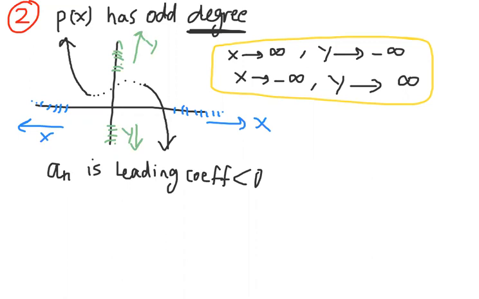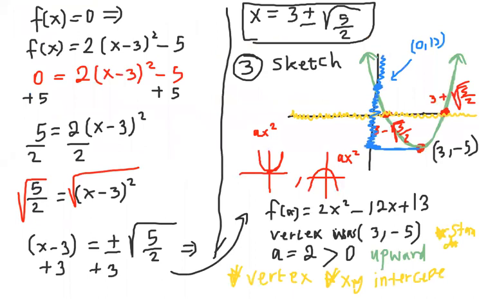So you have to know what the degree of the polynomial is and what the sign of the leading coefficient is. From these two things, I can decide what the end behavior of the function is. Is it clear? Okay, the third case.